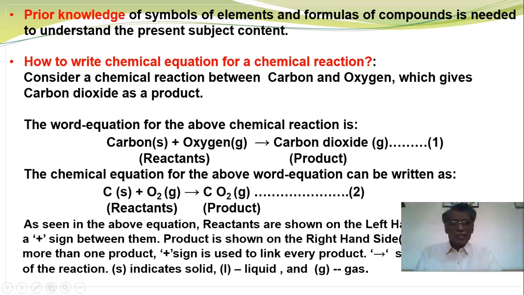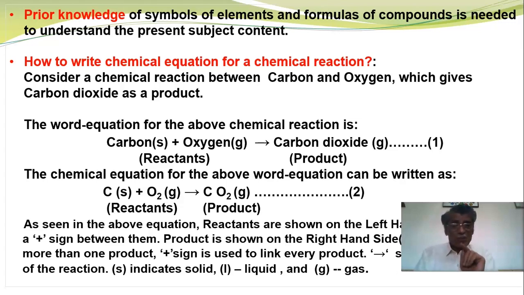Consider a chemical reaction between carbon and oxygen which gives carbon dioxide. First we write the word equation: carbon (S) plus oxygen (G) arrow carbon dioxide (G). The chemical equation for the above word equation can be written as C, the symbol for carbon, (S) plus O2 (G) arrow CO2 (G). That is how we write the chemical equation.